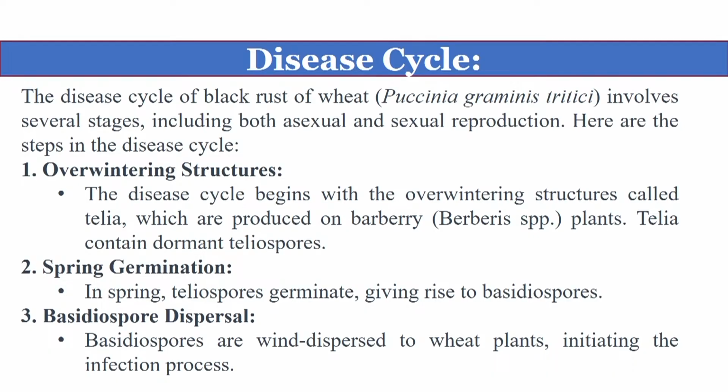Barberry plants, and in spring the teliospores germinate, giving rise to basidiospores. After that the basidiospores are wind dispersed to the wheat growing area, initiating the infection process. The basidiospores infect wheat leaves, leading to the formation of the primary uredia. These primary uredia release the urediniospores.